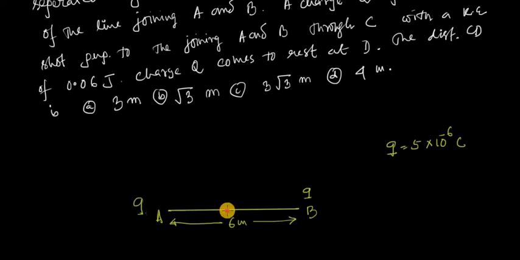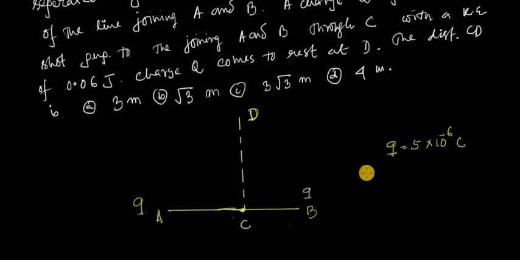A point C is over here, this is our midpoint. This is AB, and this midpoint is called C. Through C, perpendicular to AB, a charge is fired, and it comes to rest at the point D. You have to find out CD.